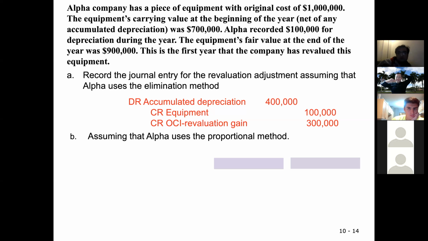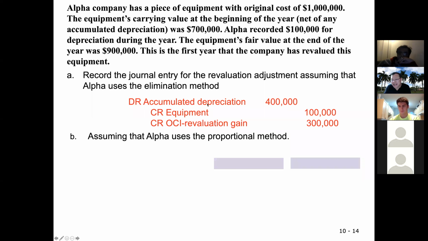Sorry, could you explain that again? Okay. So at the beginning of the year, the carrying value was 700, right? And you know the cost is 1 million. These two numbers tell me that cumulative depreciation at the beginning of the year is 300. Okay. And during the year, the company recorded a depreciation of 100. So this also increased the 300 to 400, right? At the year end, the cumulative depreciation account balance is 400, right? Yeah, that makes sense now.